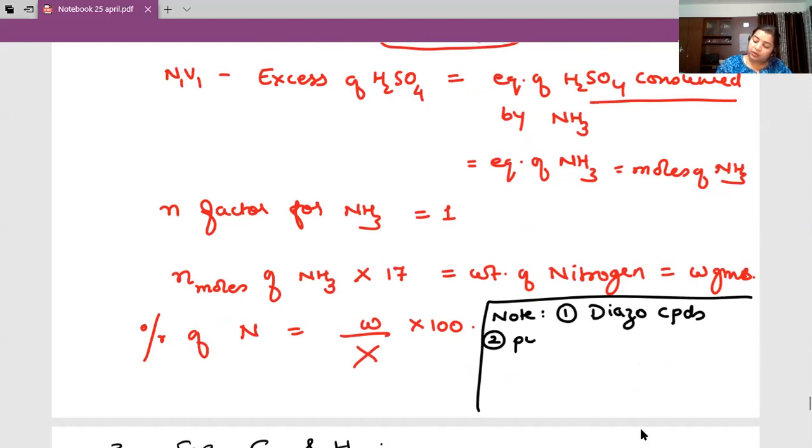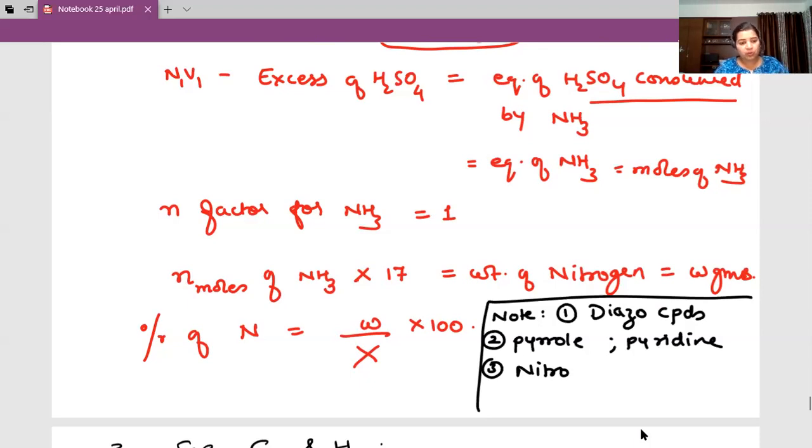It fails for pyrrole and pyridine. It is good for aniline. No problem with aniline. Don't assume from here that all aromatic systems will fail, only when nitrogen is part of the aromatic ring. Pyrrole, pyridine. It fails for nitro compounds because by adding H2SO4, which is an oxidizing agent, you cannot bring nitrogen from a plus oxidation state to the ammonia oxidation state.